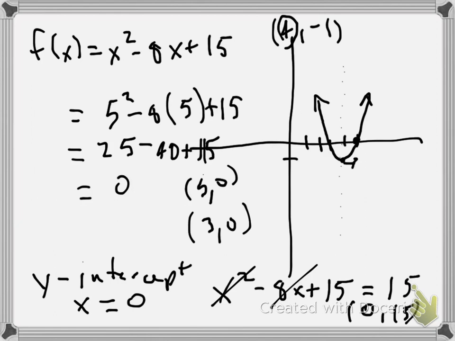So if we want to find that, we're just going to plug 0 in for x, and all of the terms that have x's in them are just going to go away. So really, if you're in standard form, then your y-intercept is always going to be located at 0 and c for these quadratic equations.